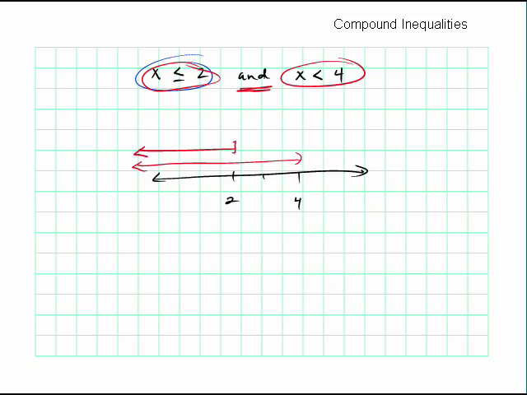Notice that in this case, the overlap is from here, blue. The overlap is from here on out. That's my answer. In interval notation, that would be negative infinity up to 2 bracket. There's my answer. One more of these.